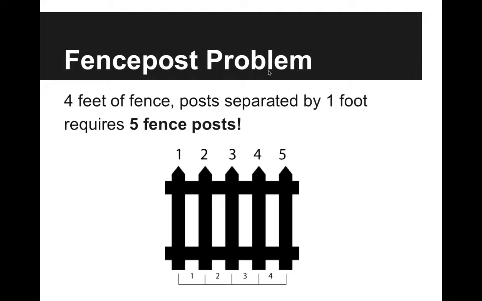What we just saw was called the fence post problem. We thought we solved it, but there was one extra thing we forgot. If we look at this picture of a fence post, where there's 4 feet of fence and the posts are separated by 1 foot, we notice that it requires 5 fence posts. So that fence post error that we had is forgetting that last case, either at the beginning or at the end of our loop. So that is an example using control structures to solve a problem.